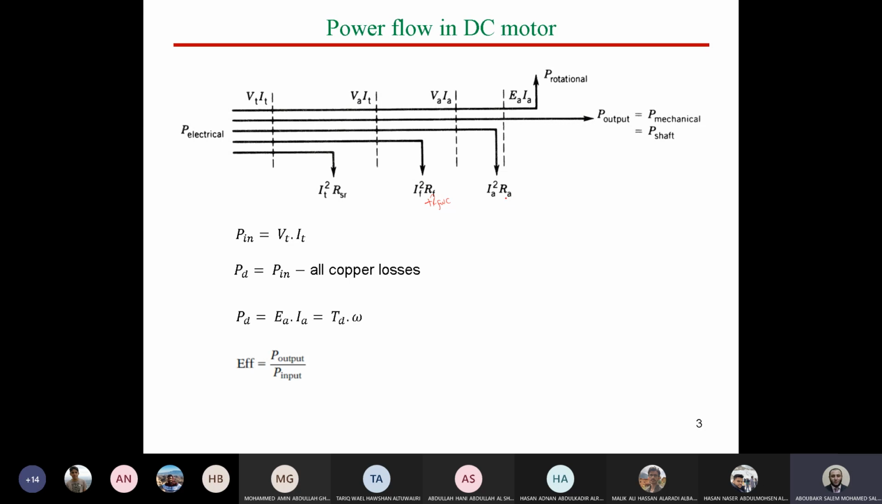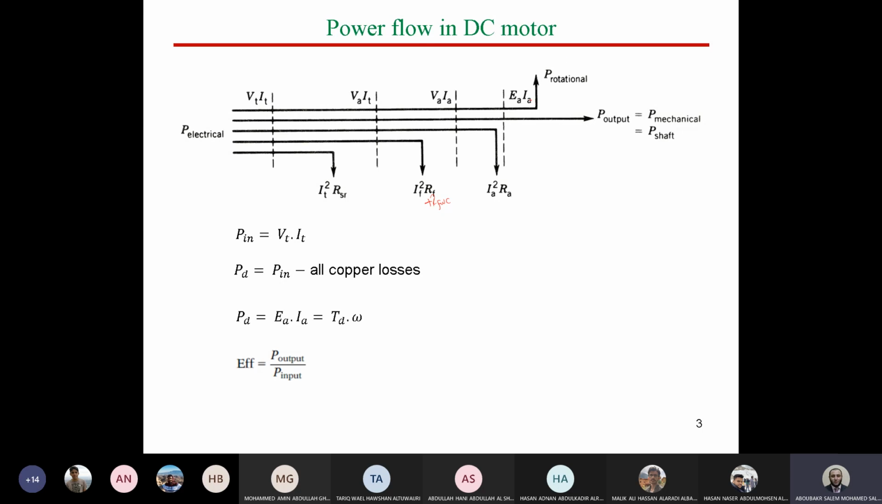In order to get the copper loss for any resistance, you should consider its current. For the series winding, you have to see the current which is flowing in the series winding. For the field winding, you consider the field current, and for the armature winding, the same, you consider the armature current. So this is how to get the winding or copper loss. We also have rotational loss. Rotational loss is almost constant. We can obtain it experimentally, and we can assume that it's constant.